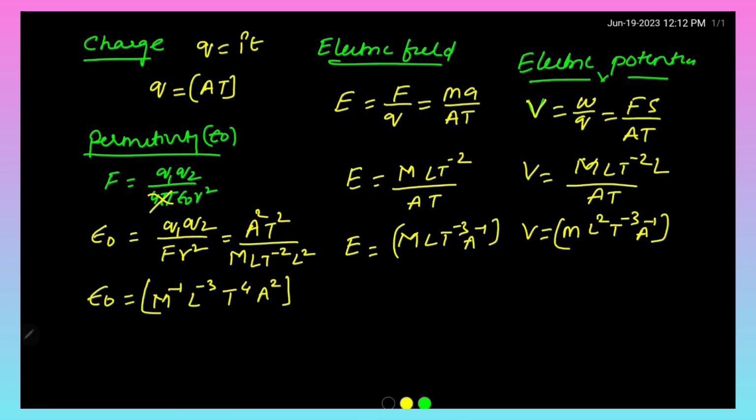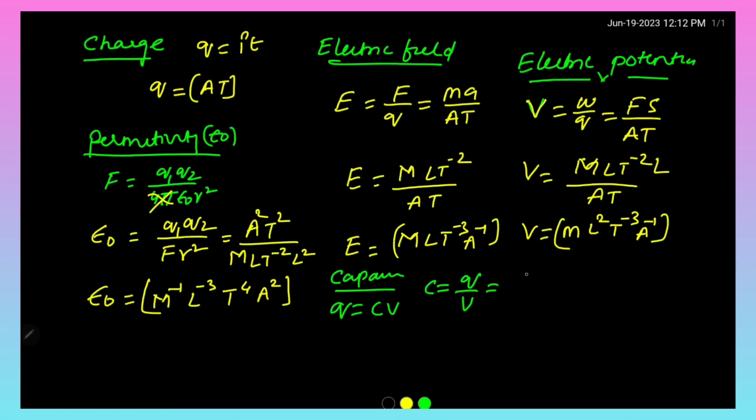Okay, so now we need to find out the dimensional formula for capacitance. How are you going to find out the dimensional formula for capacitance? So it's very simple. You all know that Q is equal to CV, and you have to find out the dimensional formula for C. C is nothing but Q by V. Q is nothing but I into T, which is ampere into time, and V is nothing but, or else you can write like this also.